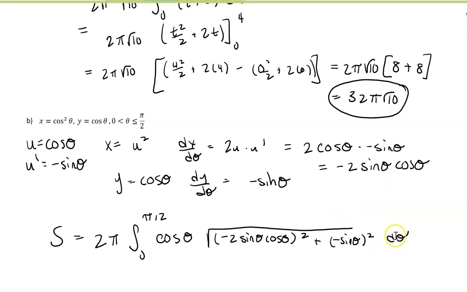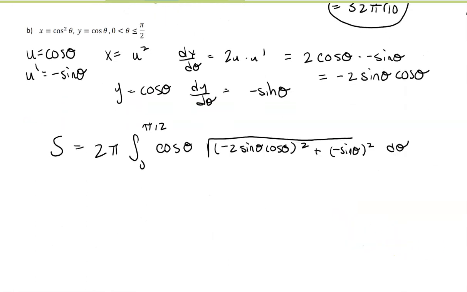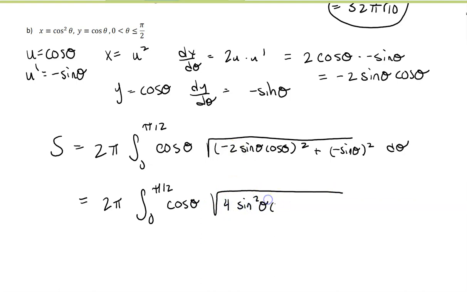Now this may look really intimidating at first, but I promise you it's not going to be as bad as you think. We're just going to have to do a little bit of trig. So I've got cosine of theta. I'm going to go ahead and multiply this out and get 4 sine squared of theta cosine squared of theta plus sine squared of theta, all d theta.